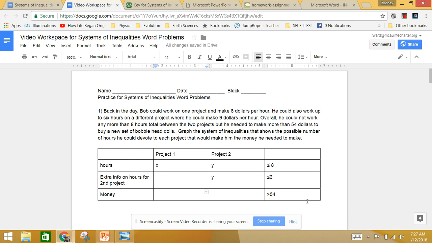So we need to express the amount of money he could make on each project. Well, we're going to multiply the number of hours, X, for the first project times $6. So 6X. And we are also going to multiply the number of hours on the second project, Y, by 9. So 9Y. So if I add these two together, that'll have to be greater than 54.